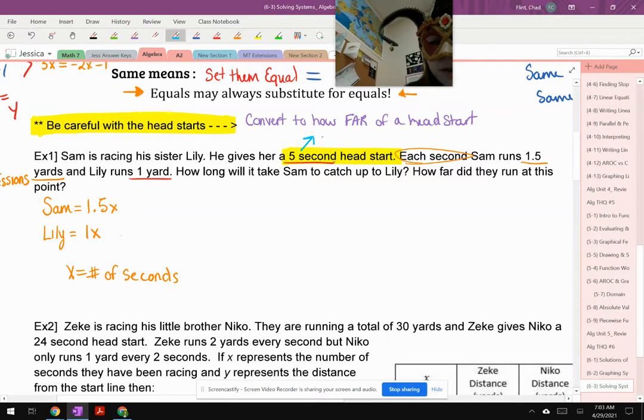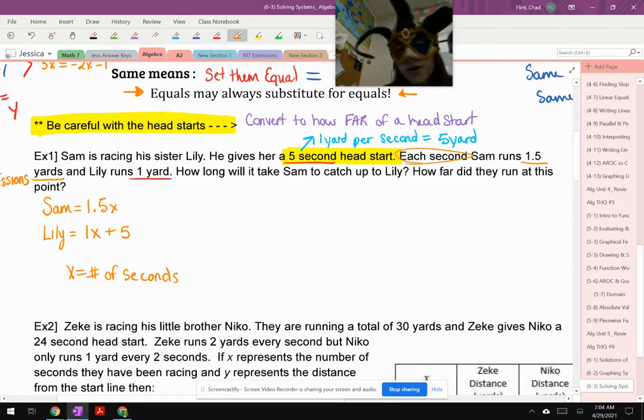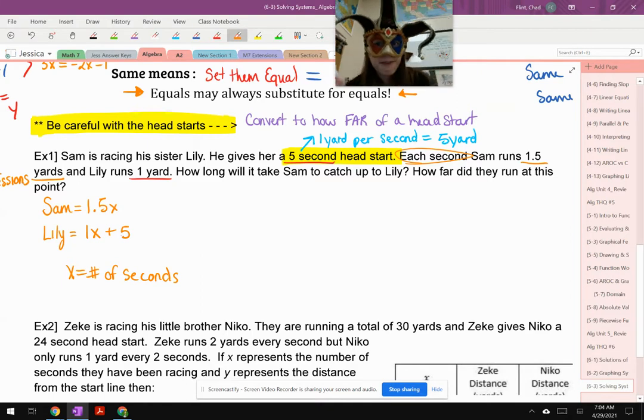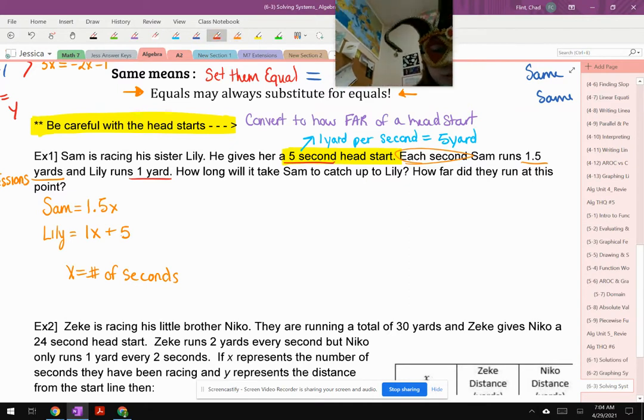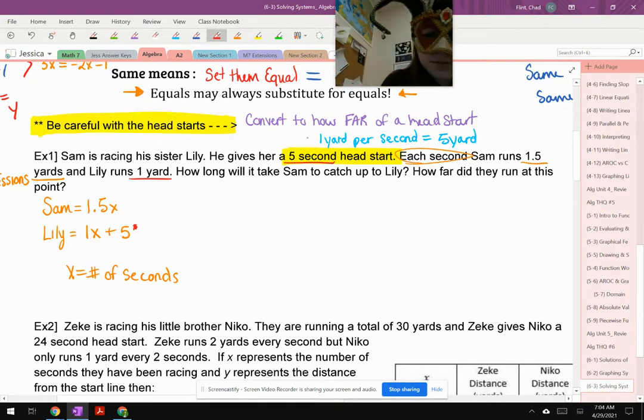So if you think about 1 yard per second, that equals a 5-yard head start. So we can end up just writing +5, which I'm going to change for next year. But it's not because it's 5 seconds. It's because in 5 seconds, she can go 5 yards. That is an extremely important piece there.